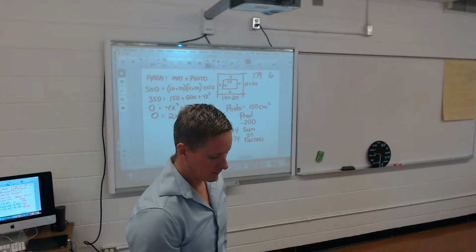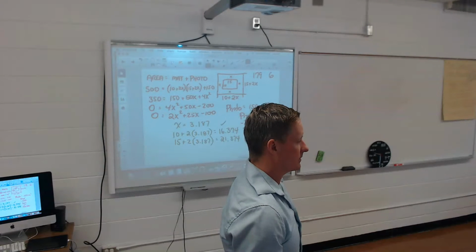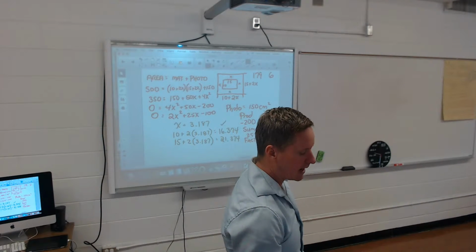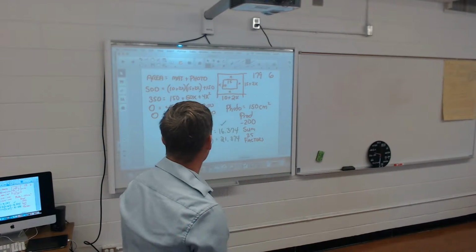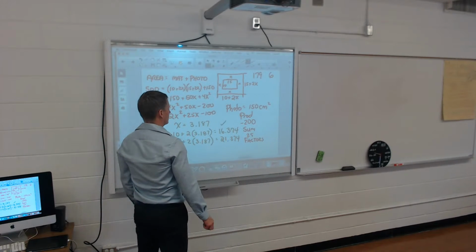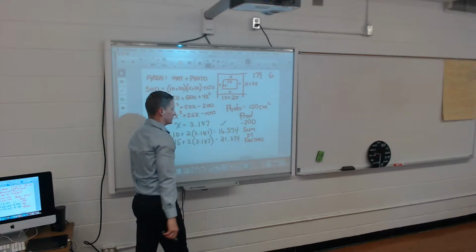So that question was a little bit different than the other one we did. In the other one, we subtracted to get the width. This one we had to add the two together to get the 500.